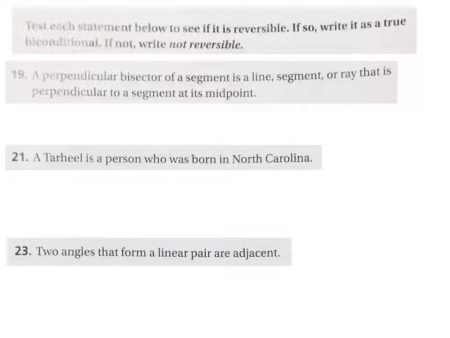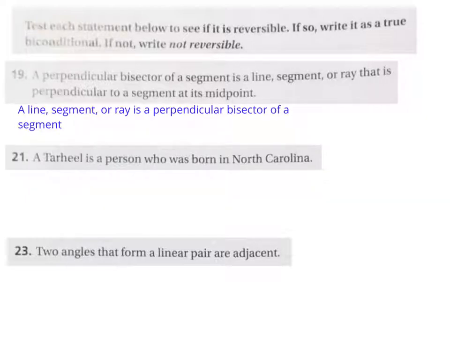Okay, that's what it means to be the perpendicular bisector, is that it's perpendicular to the segment at its midpoint. So we can write it as a true biconditional by writing: a line, segment, or ray is a perpendicular bisector of a segment if and only if it is perpendicular to the segment at its midpoint.